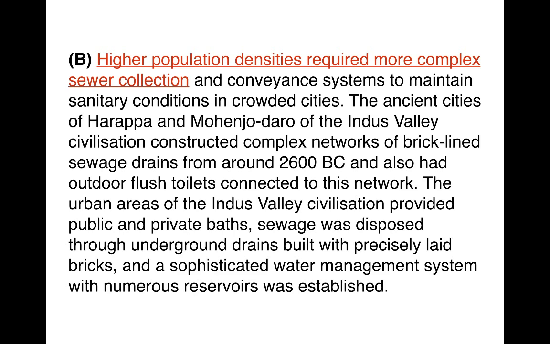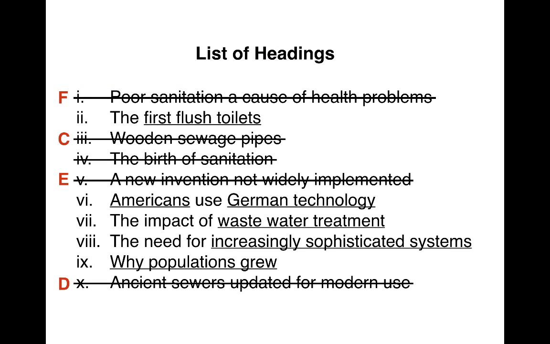The first sentence tells us that this paragraph is about bigger populations requiring more complex sewer systems. And the rest of the paragraph, we should check it, don't just read the first sentence. The rest of the paragraph is just examples of these places which did have complex systems. And if we go to the list of headings, it's not about flush toilets, it's not about Americans and German technology, wastewater treatment, it's number 8. The need for increasingly sophisticated systems. The need was required, sophisticated systems, complex networks.